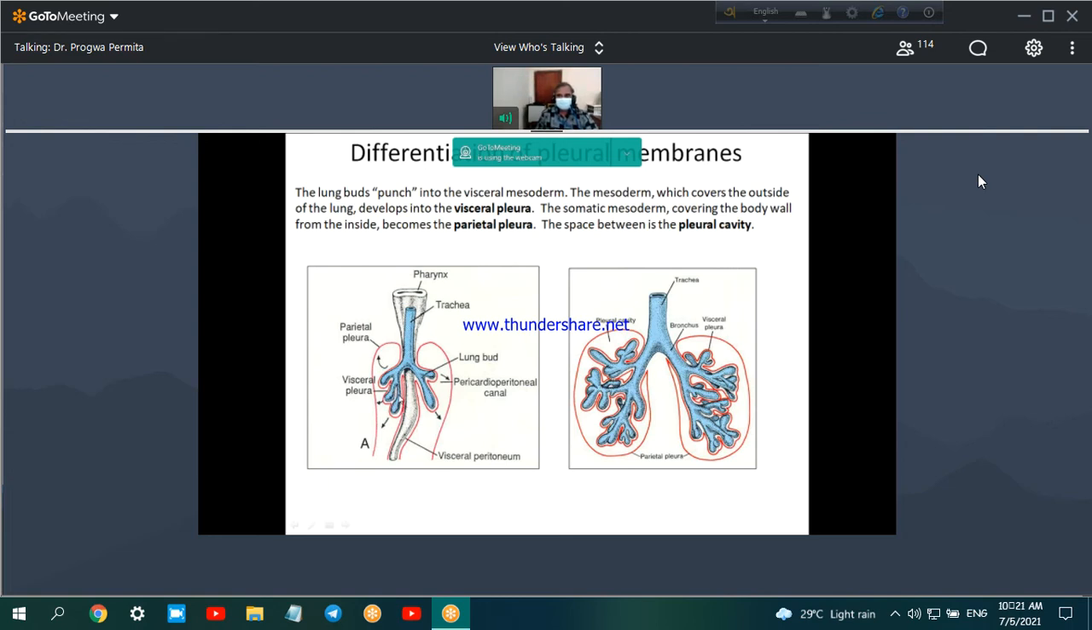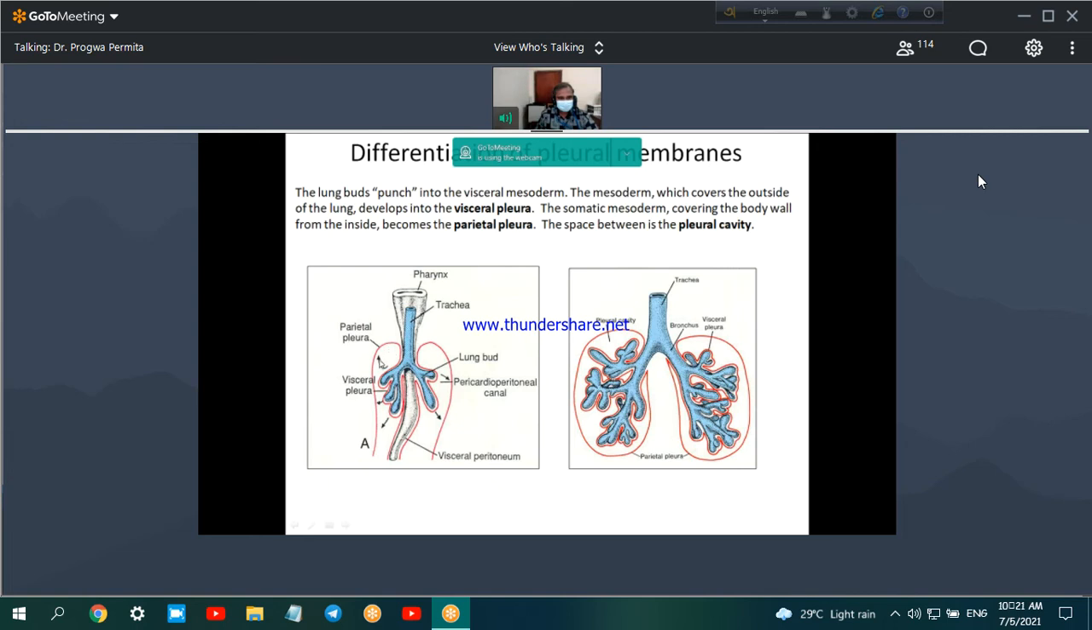The somatic mesoderm covers the body wall, which forms the parietal pleura. This is the parietal pleura, and this is the visceral pleura. The space between these pleura is known as the pleural space.